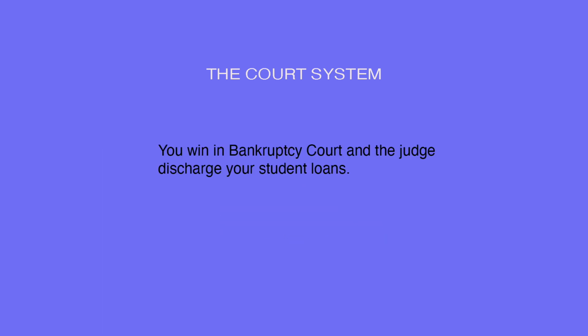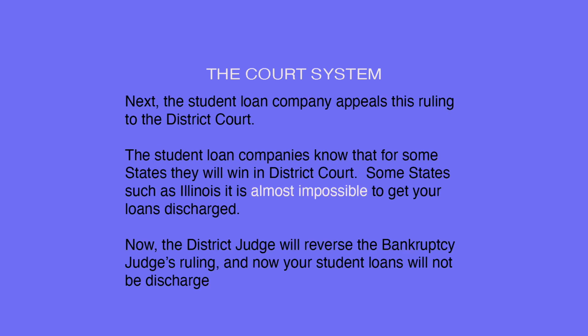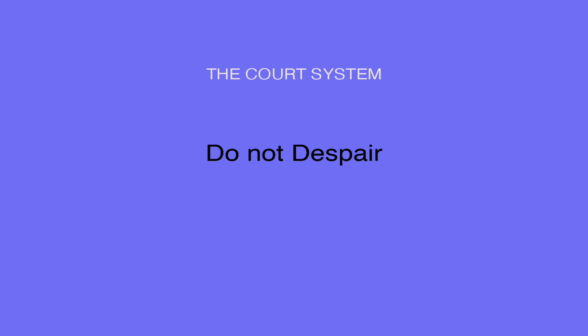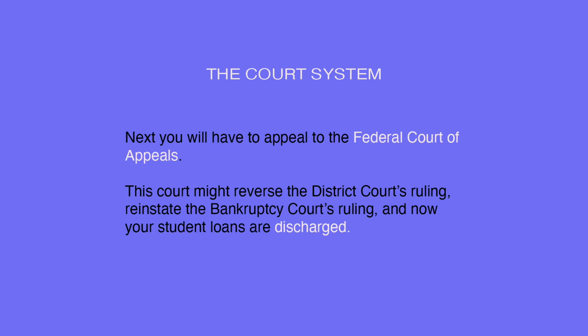For example, you win in Bankruptcy Court, and the judge discharges your student loans. Next, the student loan company appeals this ruling to the District Court. The student loan company knows that for some states, they will win in District Court. In some states, such as Illinois, it is almost impossible to get your loans discharged. Now, the district judge will reverse the bankruptcy judge's ruling, and now your student loans will not be discharged. Do not despair. Next, you will have to appeal to the Federal Court of Appeals. This court might reverse the district court's ruling, reinstate the bankruptcy court's ruling, and now your student loans are discharged.